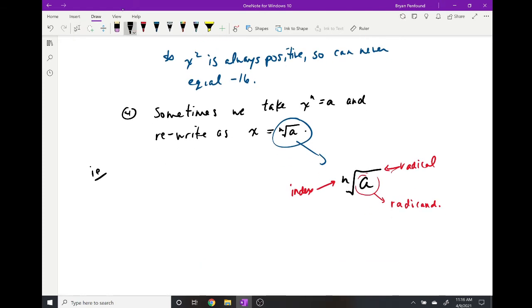And just a couple examples to go along with this particular note. If I had something like x squared is equal to 8, if I wanted to, I could rewrite that as x is equal to the square root of 8. The square root, notice, is the only root where we will not write the index. So if there's no index written, we typically take that to be a square root, or an index of n equals 2.